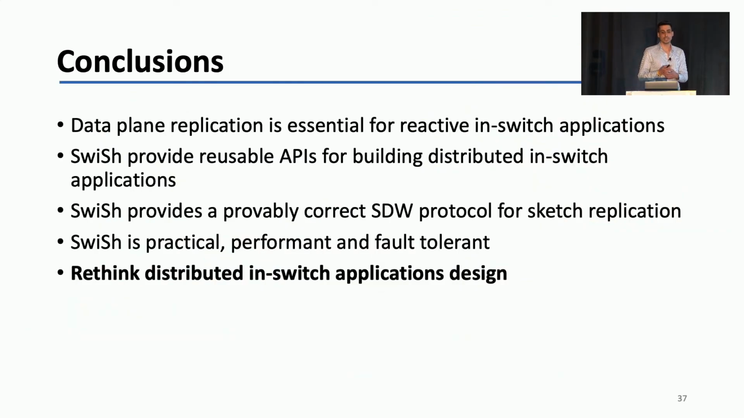So to conclude this talk, data plane replication is essential for this kind of reactive applications, and Swish provides a set of APIs that developers can use to build complex and sophisticated distributed systems. In particular, we have the SDW protocol, which is provably correct. And finally, Swish is practical, performant, and fault-tolerant, and we hope that this work will open the door to rethinking how the next distributed applications on programmable switches will look.